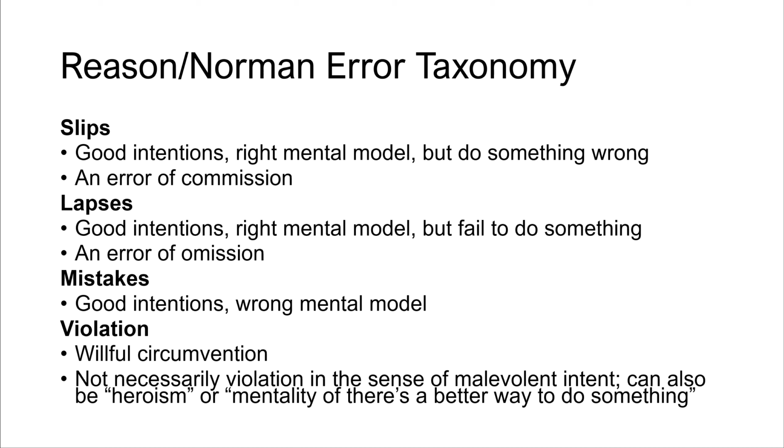Then mistakes: good intentions, wrong mental model. You did do something, it's an error of commission. You were in the wrong mental model, so it's potentially a rule-based or knowledge-based error. And then violations, these are kind of the exceptions, right? These are willful circumventions. This isn't an error in a traditional sense. This is you intended to do something that you knew was not what you were supposed to do. And it doesn't necessarily have to be malicious intent. It can also be aspects of heroism, I'm going to do this to save the situation, or you have a mentality of there's a better way to do this.